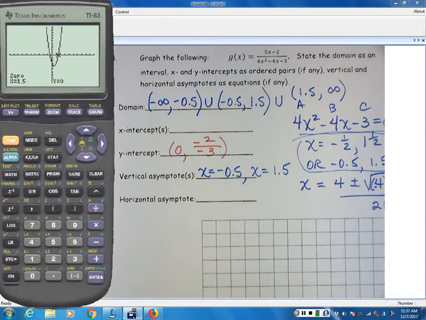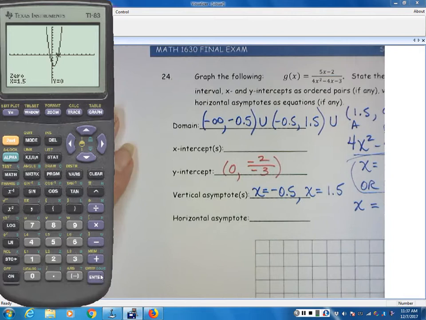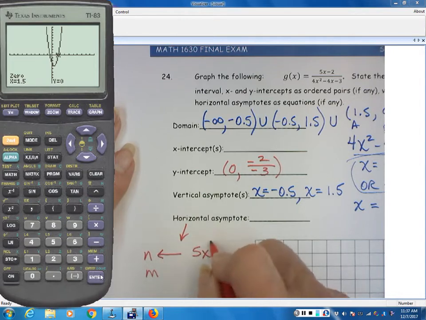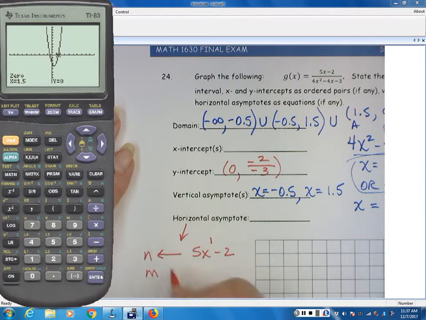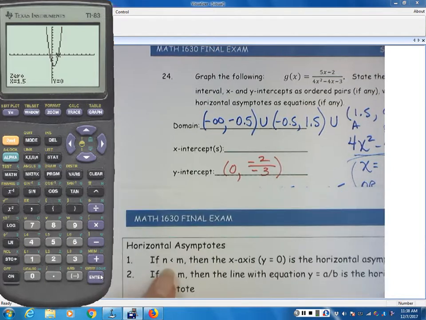And then we have to figure out, is there a horizontal asymptote? And there probably is, so the question is, what is it? Okay? So what we do is we go back to the function and we look at n and m. N comes from 5x to the first minus 2, so n is equal to 1. M comes from 4x squared minus 4x minus 3, so m is equal to 2. N is less than m. So again, going back to your asymptotes, n is less than m. Y equals 0 is the horizontal asymptote.